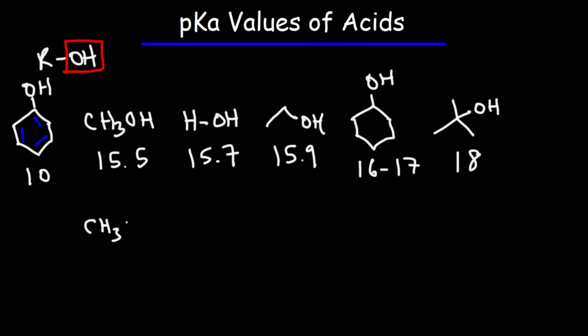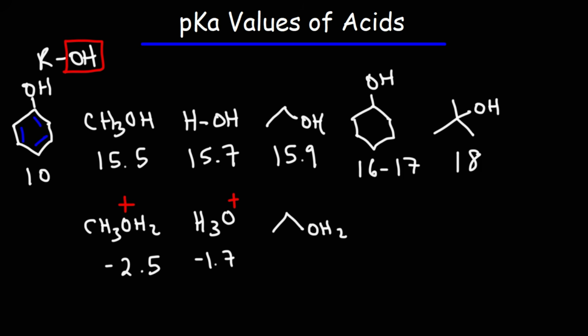Now, the protonated form of methanol is much more acidic. Whenever you add an extra hydrogen, it becomes very acidic. This is negative 2.5. It's a strong acid. H3O plus, that's a strong acid as well. The pKa for that, negative 1.7. And for the protonated form of ethanol, it's around negative 2.4.